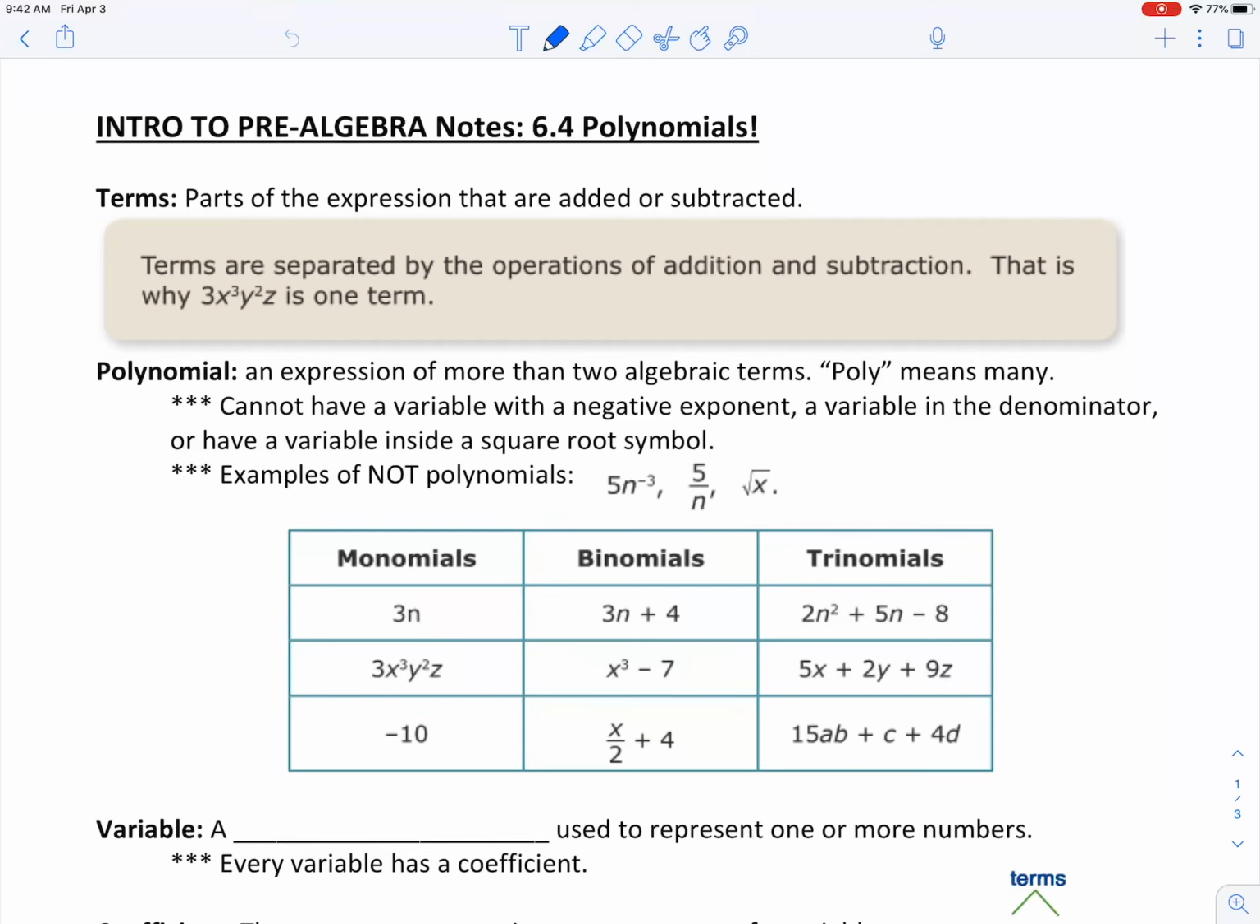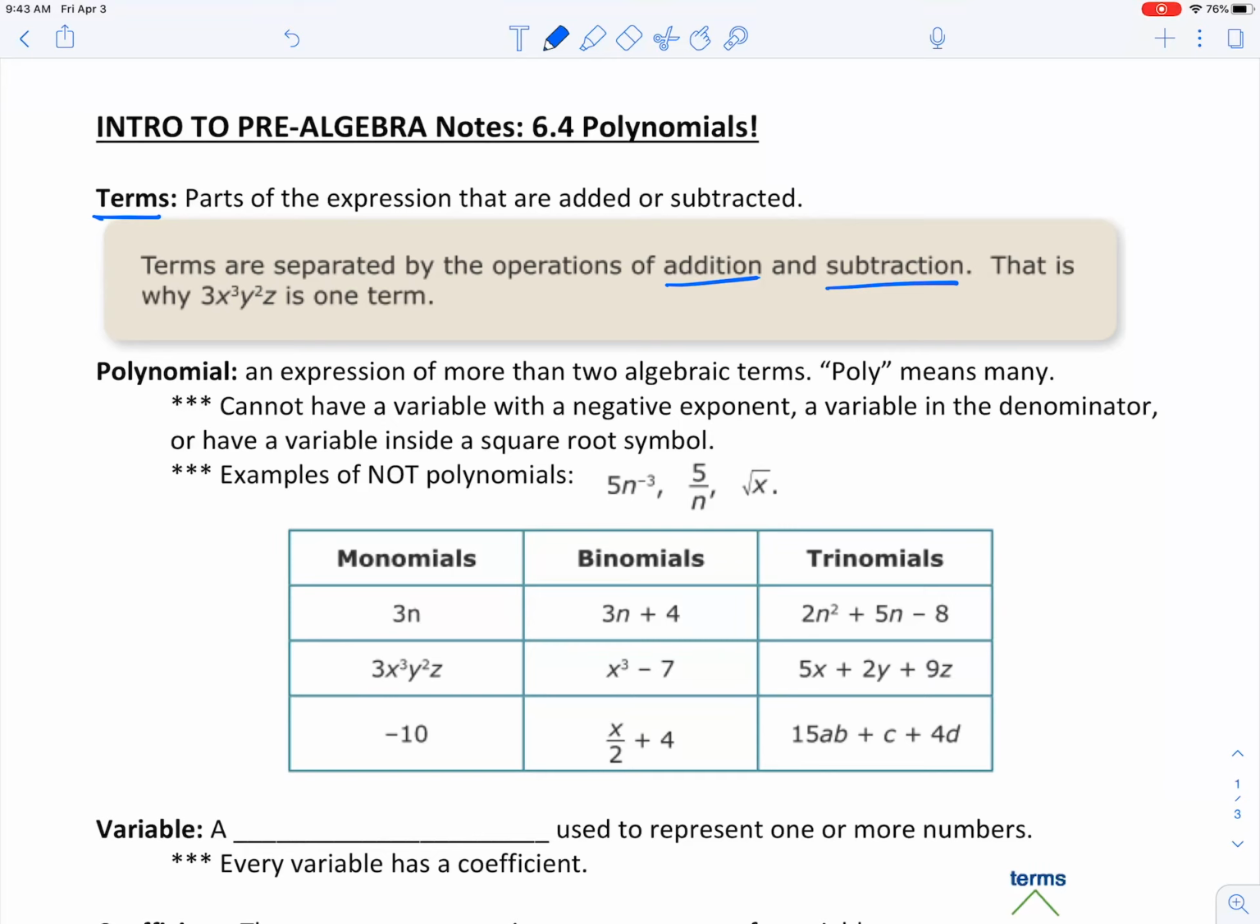Hello class, today we're going to do lesson 6.4, which is on something called polynomials. So our first vocab word is terms. Terms are really just parts of the expression that are added or subtracted. So terms are separated by the operations addition or subtraction. That is why 3x to the third y squared z is one term.